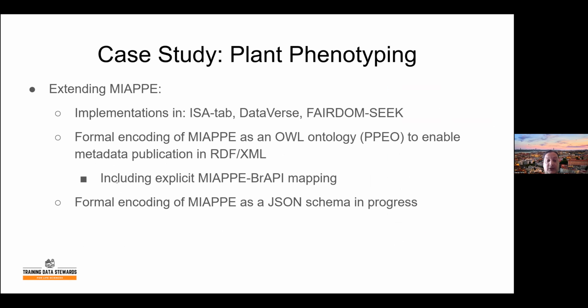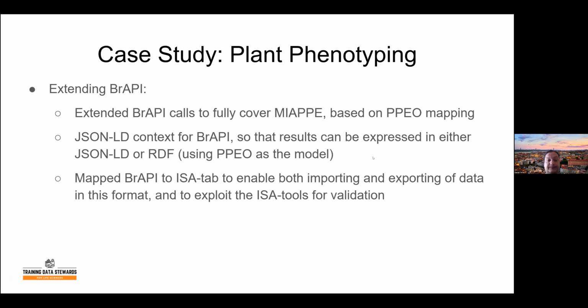Okay, and when we did this encoding, we included an explicit mapping from MIAPPE to BRAPI to enable the update of BRAPI. And we also are working on the encoding of MIAPPE as JSON schema, similar to the OWL format, to encompass data publication in JSON. And on the side of BRAPI, we extended the BRAPI calls to fully cover MIAPPE and made a direct mapping. So we used the mapping in PPEO to make a direct mapping between BRAPI and MIAPPE.